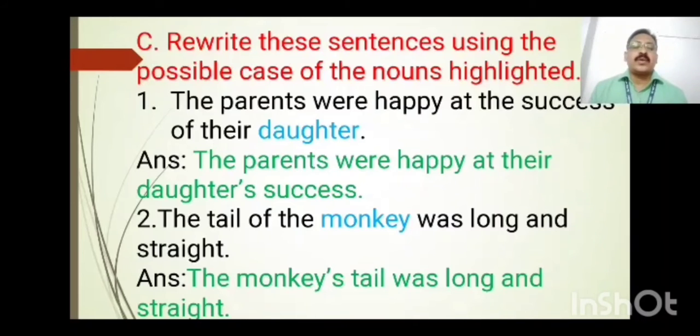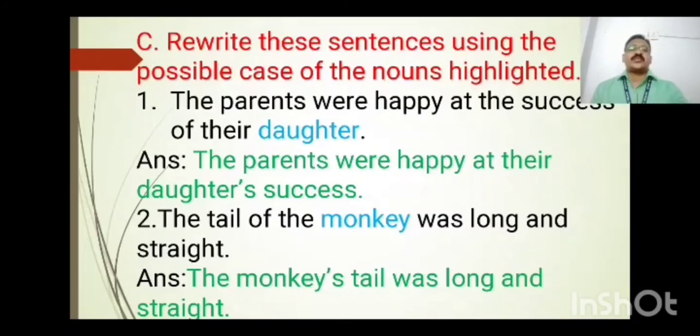Question number 2. The tail of the monkey was long and straight. Here monkey is the highlighted noun. How can we use it in the possessive case? The monkey's tail was long and straight. You can see both daughter and monkey are two nouns we change into possessive case by adding apostrophe s to it. So in this bit also more questions are there. I will also give the answers to you, children.